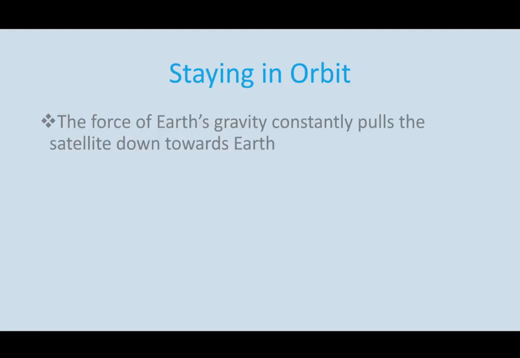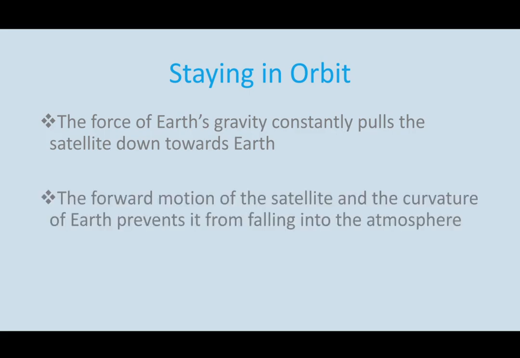Staying in orbit: the force of Earth's gravity constantly pulls the satellite down towards Earth, similar to how when we jump, we get pulled back down to Earth and don't float away. But the forward motion of the satellite and the curvature of the Earth prevent it from falling into the atmosphere. This is what causes it to orbit the Earth. It's just far enough away that the forward motion and the curvature of Earth balance out, or counteract, the gravity trying to pull it down.